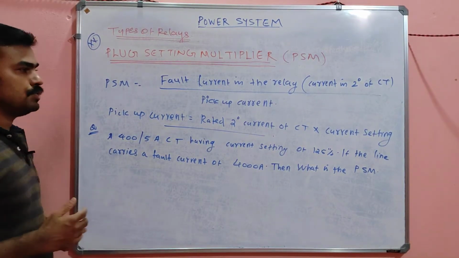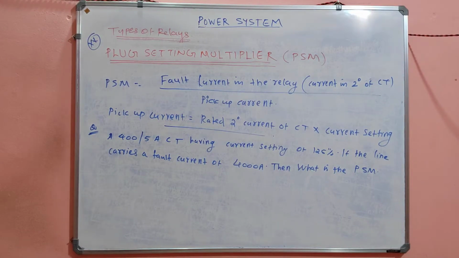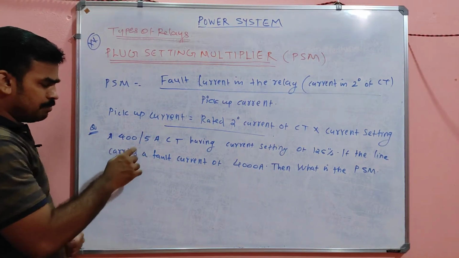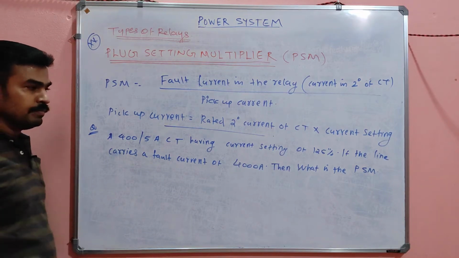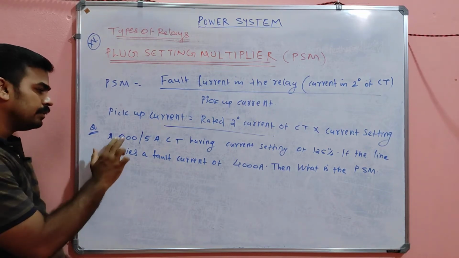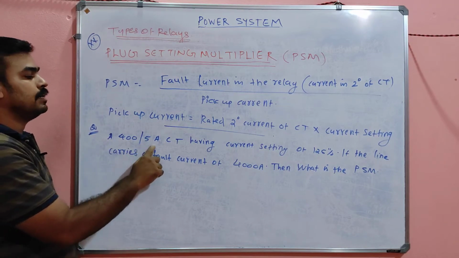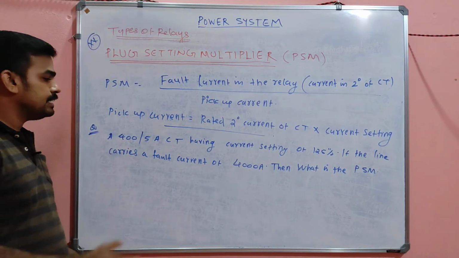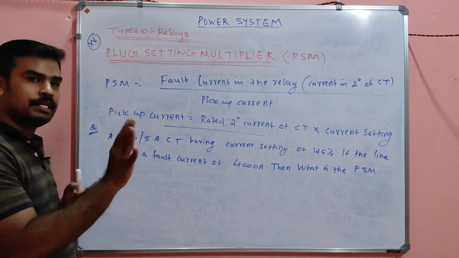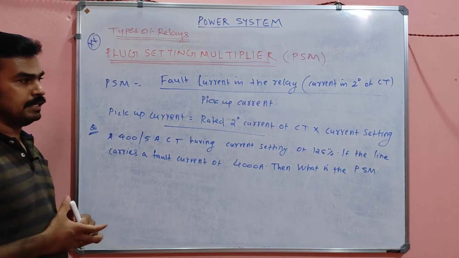So let us discuss the question and we will get some idea regarding the plug setting multiplier. That's very useful. A 400 by 5 ampere CT means, my dear, that the input of the CT, or the line, will be 400 ampere. The secondary of the CT, or the relay side, is 5 ampere. This is nothing but the rating of the CT, having a current setting of 125 percent.